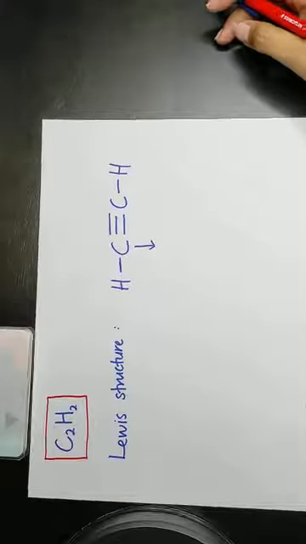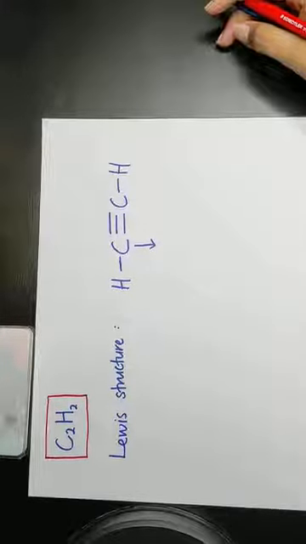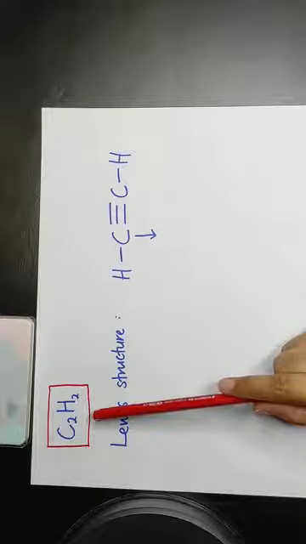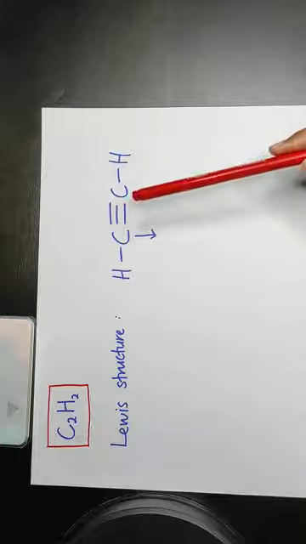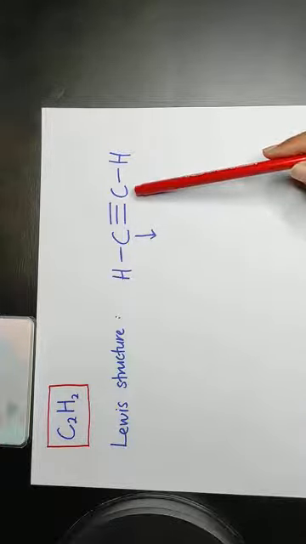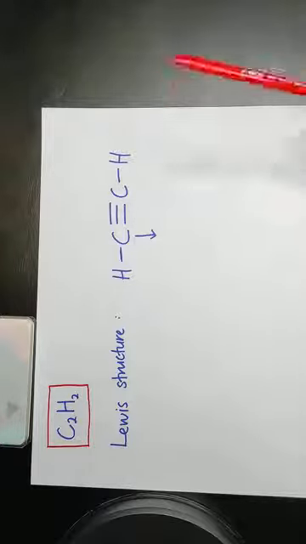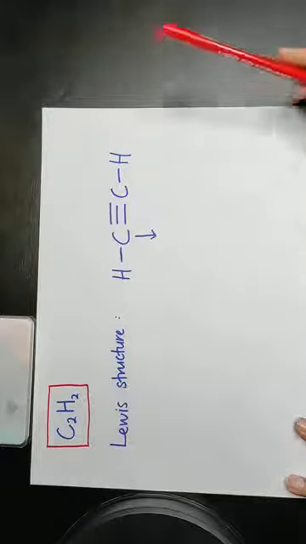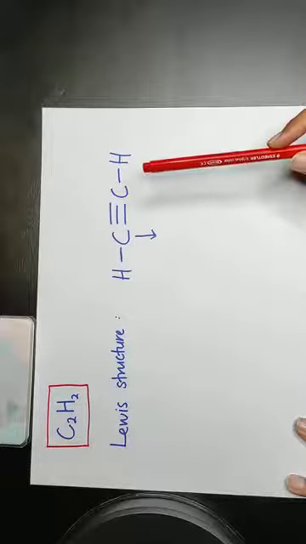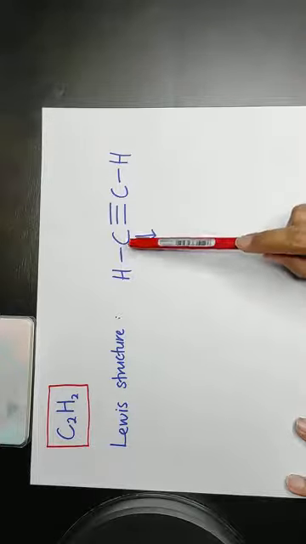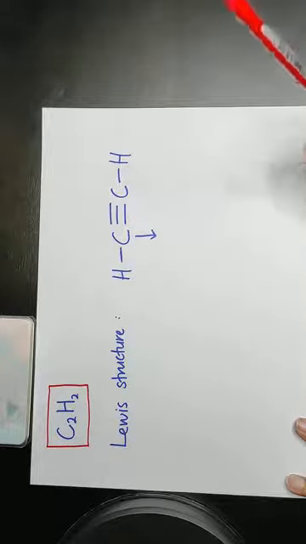Alright class, so let's continue with this example, C2H2, in describing the hybridization of carbon atoms which involve multiple bonds. So this is the Lewis structure of C2H2, and next we have to determine the number of electron groups around both carbon atoms in order to determine the type of hybridization.